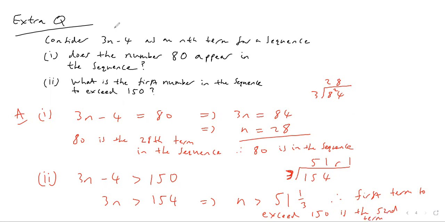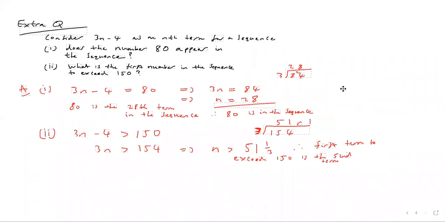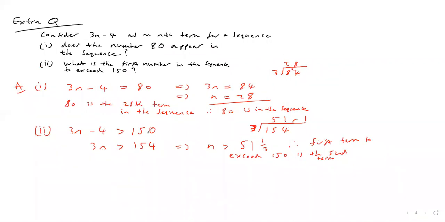And what number is this actually going to be? Well, we can just plug that into the 3n minus 4 formula. And if we do that, we're going to get 3 times 52, take away 4. So that's going to be 156, take away 4, which is 152. So 152 is going to be the first number of the sequence that exceeds 150. And the 51st term would be 149, but that's obviously smaller than 150, and we want it to exceed 150, sorry. So the first term to exceed 150 is the 52nd term in the sequence.